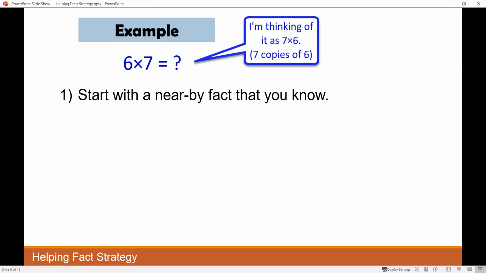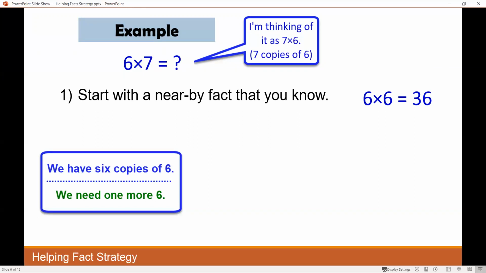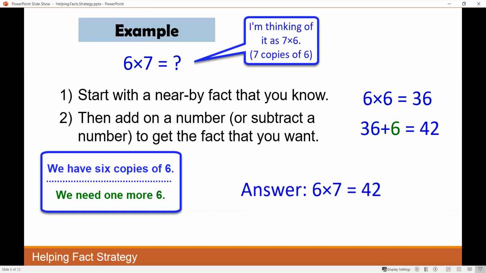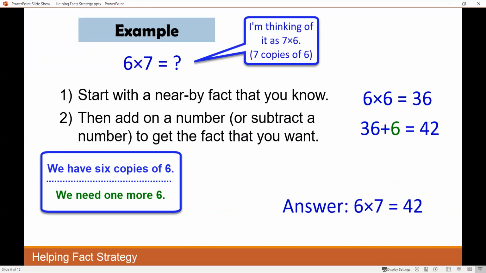Well, we start with a nearby fact that I know. I know my square fact, 6 times 6. 6 times 6 is 36. This is 6 copies of 6. But I need 7 copies of 6. I need one more 6 on here. So step 2 is to add on a number. So I'm going to add 6 to this. 36 plus 6, well, 6 and 6 is 12, so it has to end in a 2, and it's going to cross over 40, so I get 42. Therefore, 6 times 7, or 7 times 6, is 42.